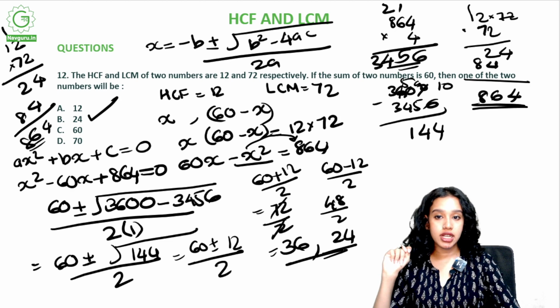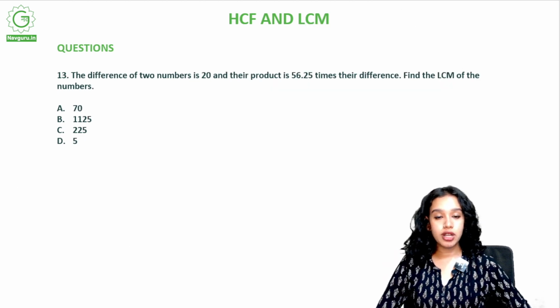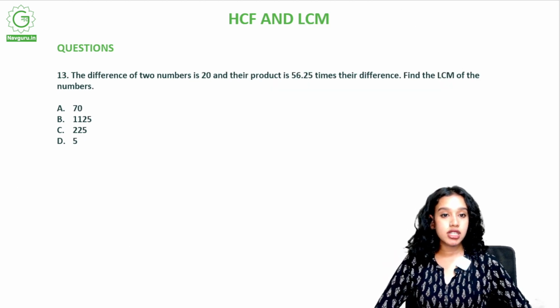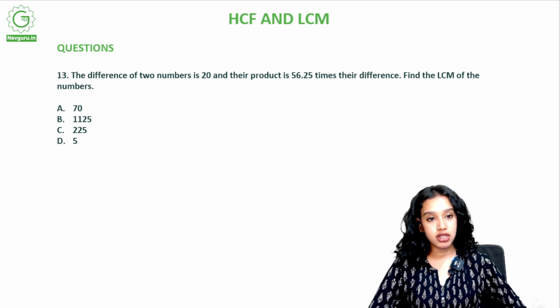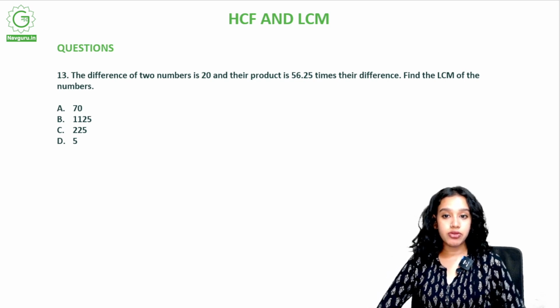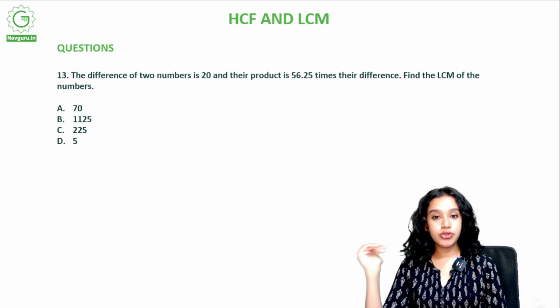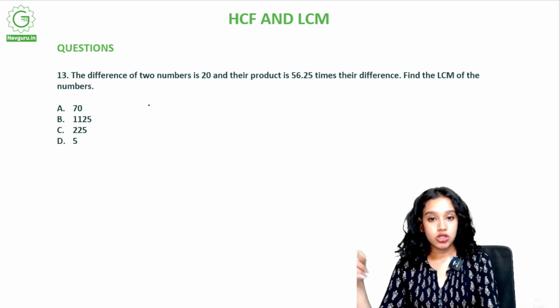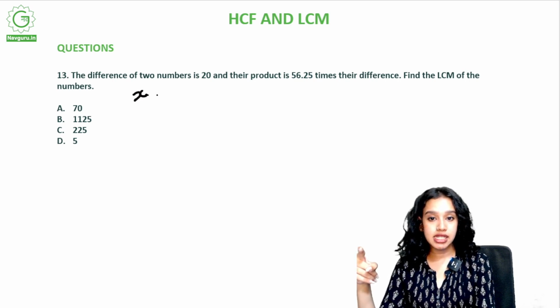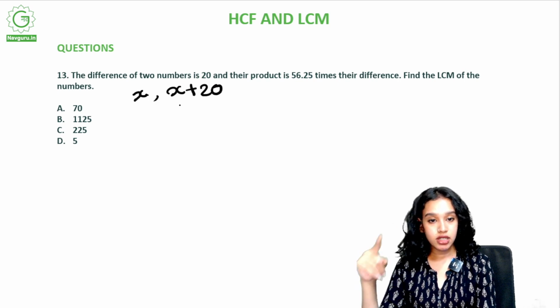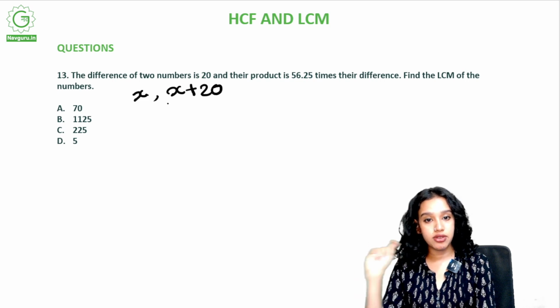Now let's move on to the next question. The difference of two numbers is 20 and their product is 56.25 times the difference. Find the LCM of the numbers. So the difference of two numbers is 20. That means if one number is x, the other number would be x plus 20. And their product is 56.25 times the difference.